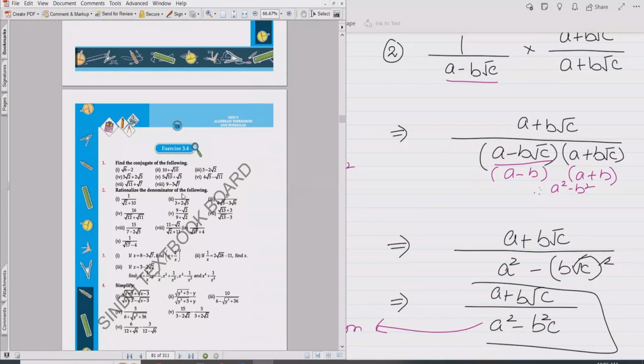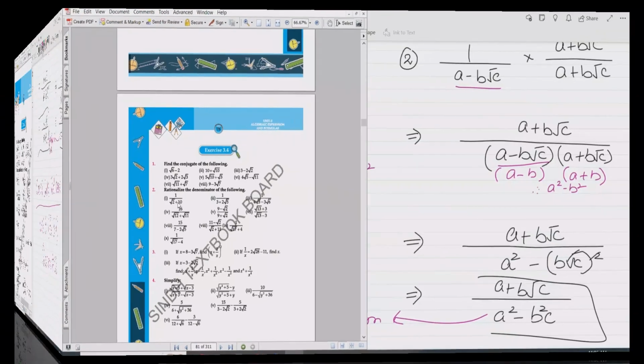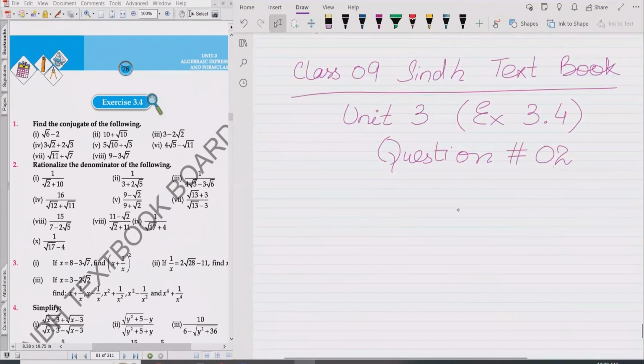Rationalize the denominator of the following. We will follow this book, the Sindh textbook of class 9, exercise 3.4, question number 2. You can follow any book which has the question of rationalization of the denominator. The first question in this book is question number 1: 1 upon root 2 plus 10.